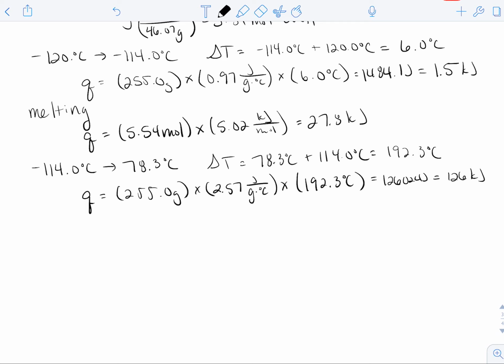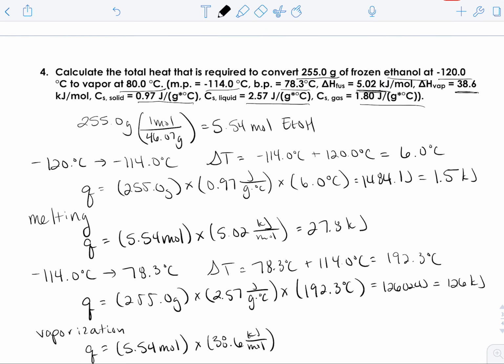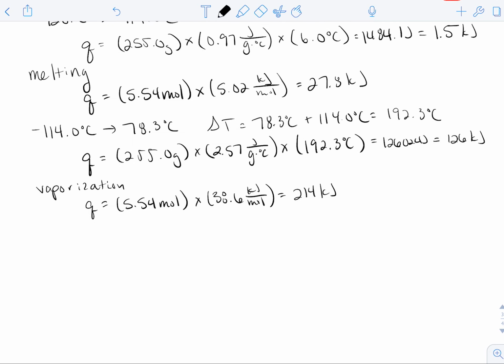Next, we're going to evaporate, as we've gotten to our boiling point. So our Q will be equal to our moles times our heat of vaporization, 38.6 kilojoules per mole, right here. Multiply that out, we get 214 kilojoules. Again, 3 sig figs here.